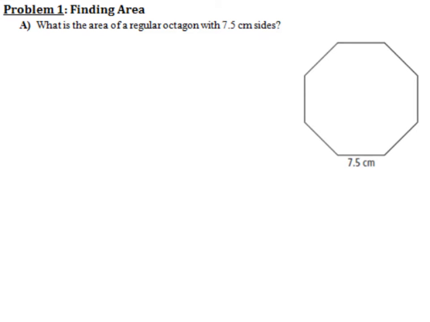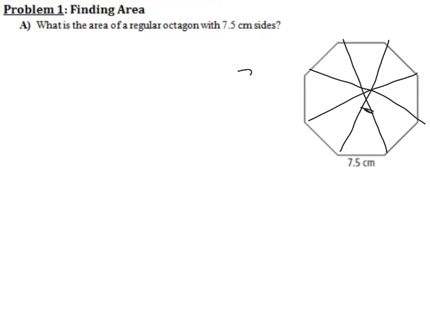First example we're going to be looking at is we've got this regular octagon with 8 sides, and each side is 7.5 centimeters, and our job is to find the area of this octagon. So what we need to do is find our apothem, and how we're going to do that is we start with connecting these opposite corners, because what we're looking to find is this central angle down here.